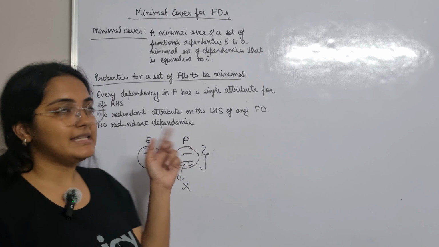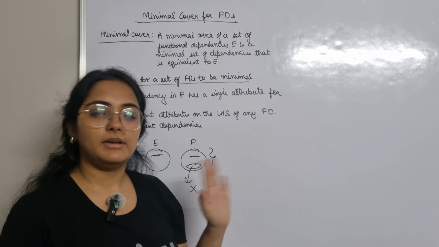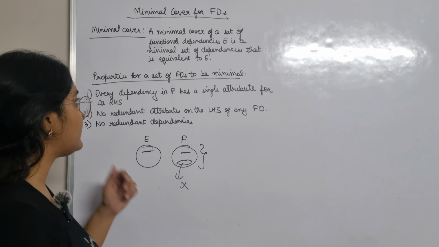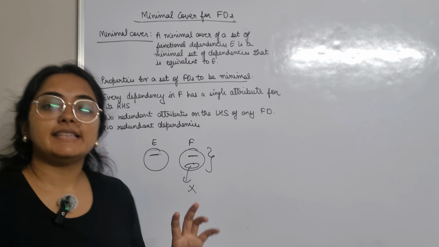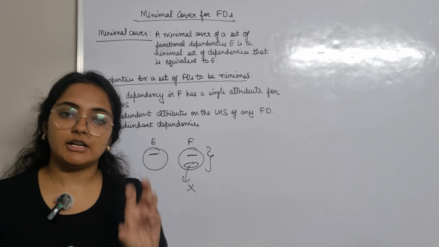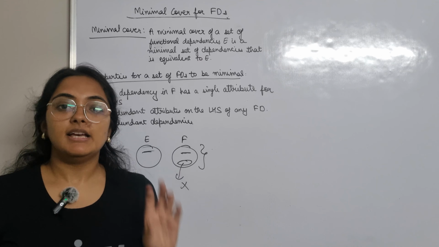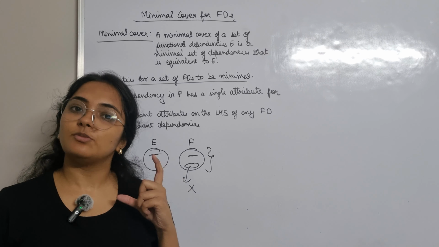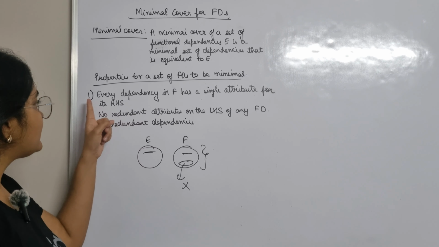Okay, so we will see some examples, so it will be crystal clear. Don't worry about that. If you are not able to understand the definitions, it's fine. So when do we say that a particular set of functional dependencies is minimal? We have three properties that need to be satisfied for a set of functional dependencies to be minimal. So what is the first property?